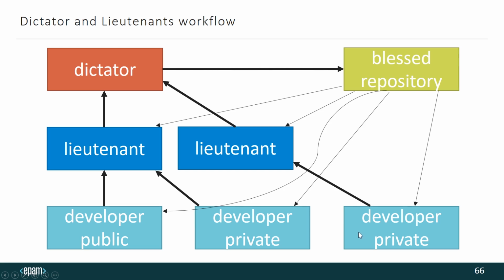Any story, any feature, any chunk of code created by a developer first goes from developer private to developer public, then to a lieutenant, and then from the lieutenant to the dictator. If all of the participants of the process decide that yes, the history looks good, the code looks good, only then does the code make its way to the blessed repository. The strategy works really well when we've got a very large number of project members, when the developer headcount reaches hundreds or even thousands. When we've got a big open source project, which is why it works so well for the Linux core.